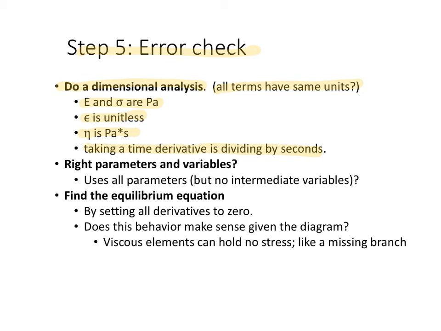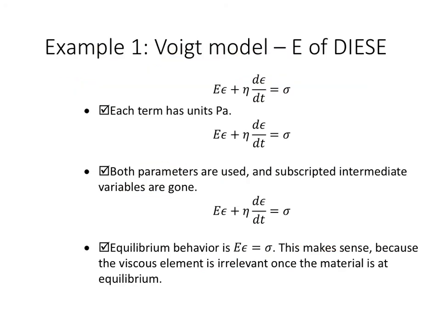So I also want to make sure that I've used all of the parameters and I haven't left in intermediate variables. That's really just making sure I'm done. And then a last trick is to find the equilibrium equation, that is, set all the derivatives to 0, and you should have an algebraic equation for stress versus strain, and you can ask, does this behavior make sense given the diagram? Viscous elements can hold no stress. It's like having a missing branch. And so if you look at that, you can think about whether this all makes sense. If you can, you will gain intuition as you do this.